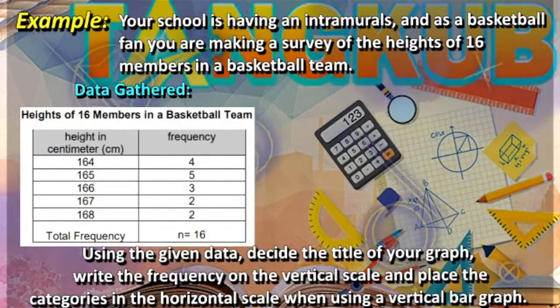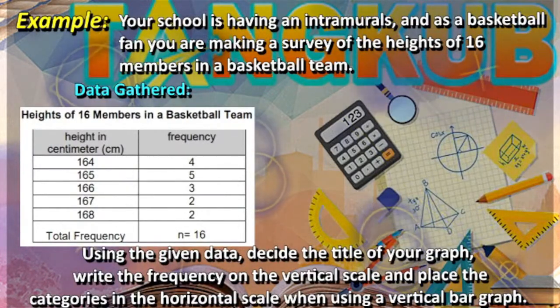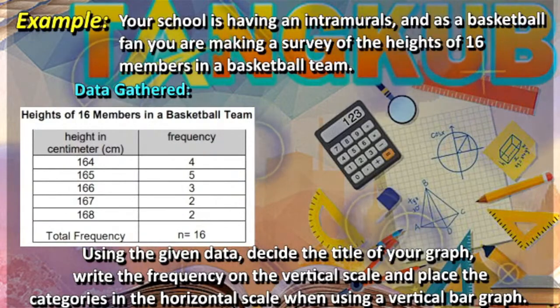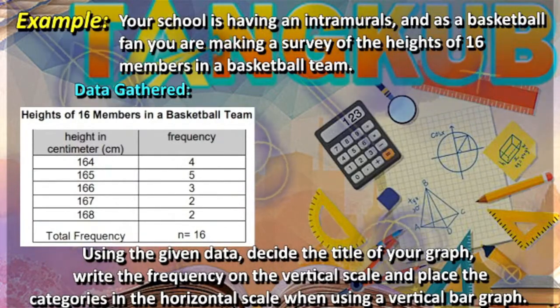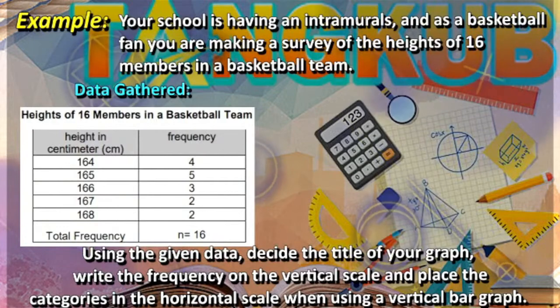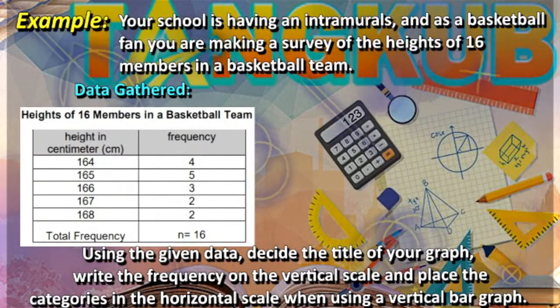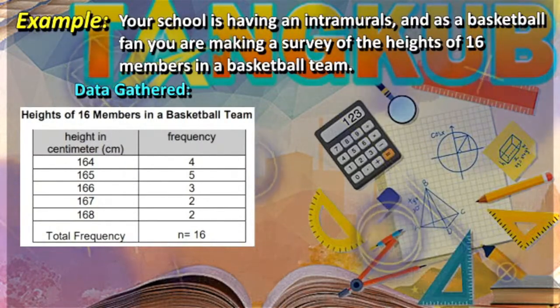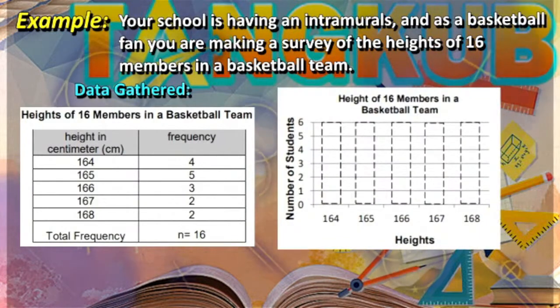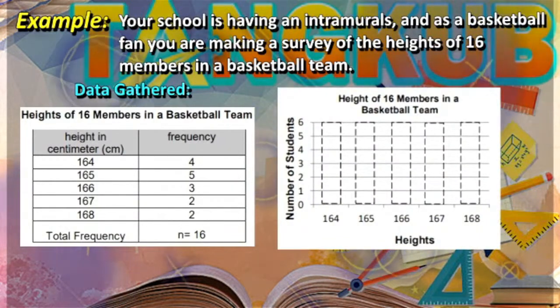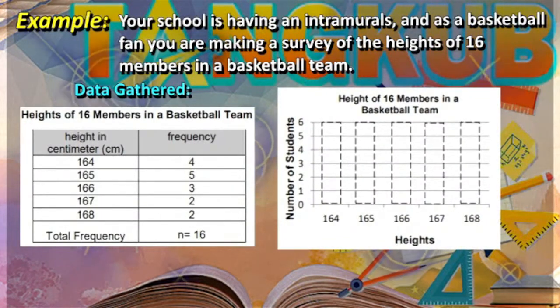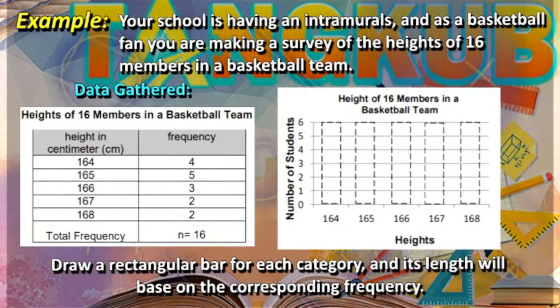Step 1. Using the given data, decide the title of your graph. Write the frequency on the vertical scale and place the categories on the horizontal scale when using a vertical bar graph. Next, draw a rectangular bar for each category, and its length will be based on the corresponding frequency.